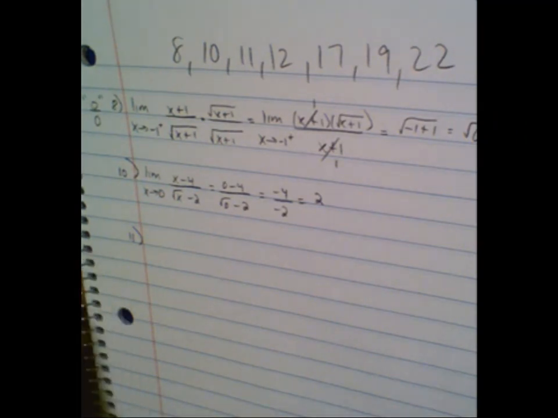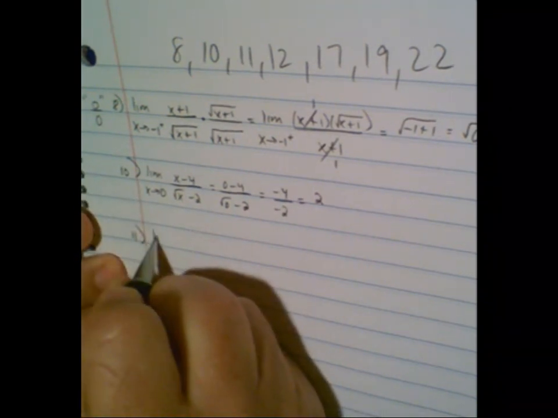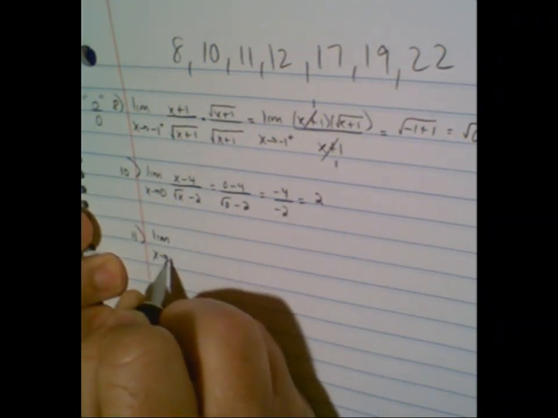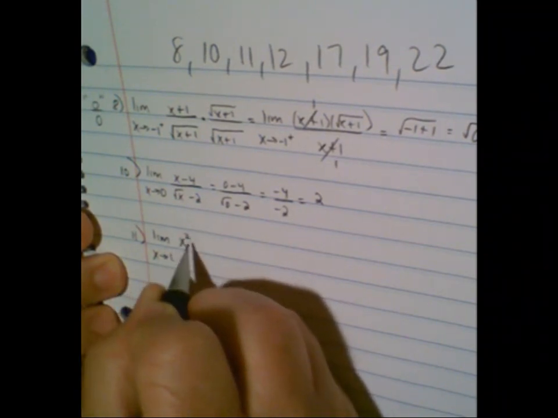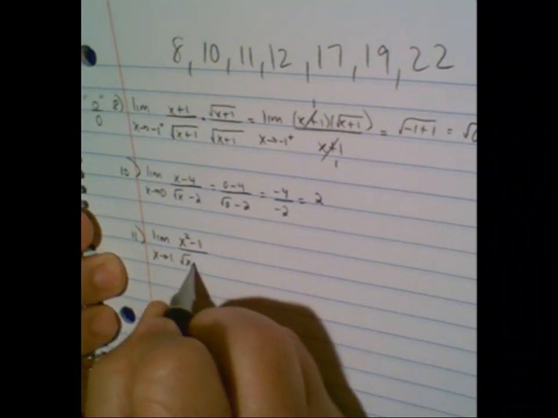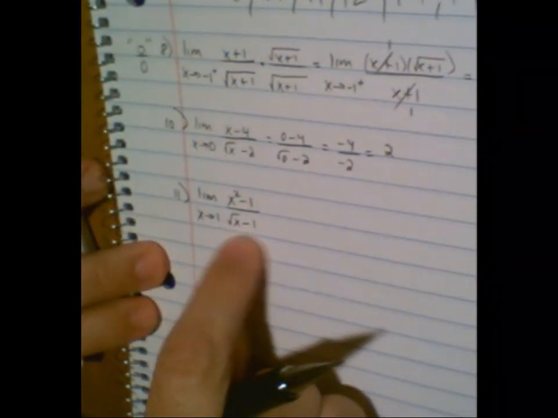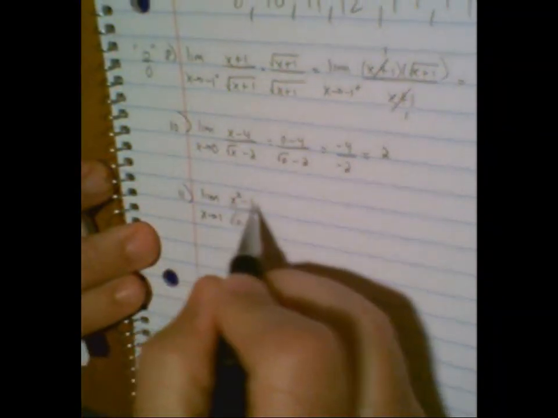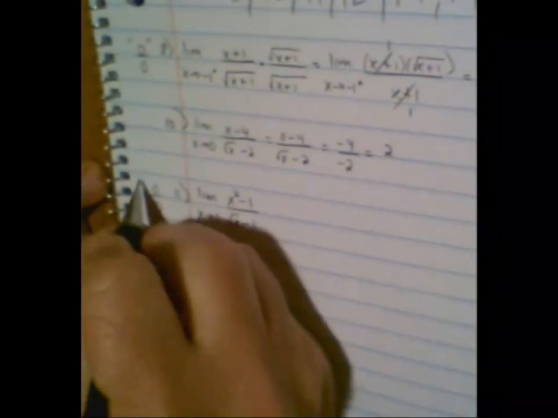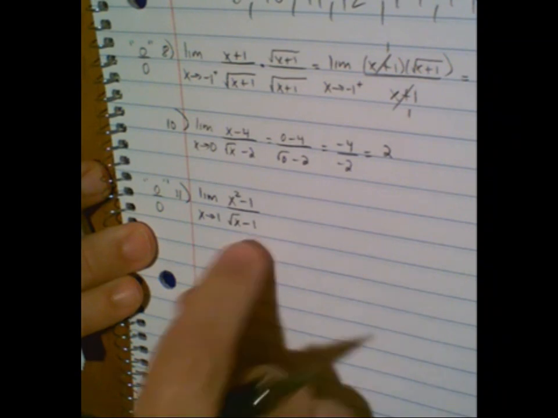Number 11 is the limit as x approaches 1 of x squared minus 1 over the square root of x minus 1. So now here, I plug in 1, I get 0 over 0, indeterminate. I can't have that. So what do I have to do?